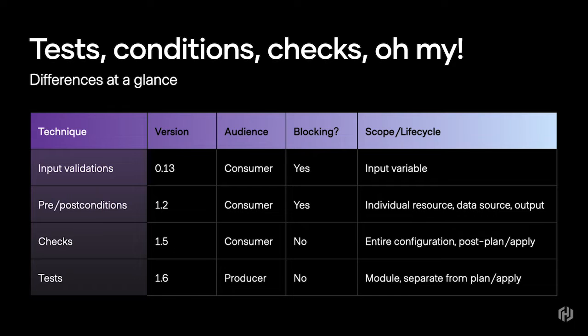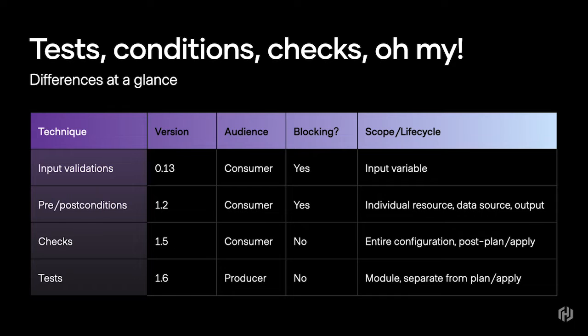Checks, again, I mentioned, were our newest addition. They were introduced in Terraform 1.5. They're really meant for holistic functional testing, post-plan, post-apply. And the scope is the entire configuration here. This is also our main interface to our Terraform Cloud feature, continuous validation, which is going to continuously, in the background, evaluate those checks and surface errors if they fail.